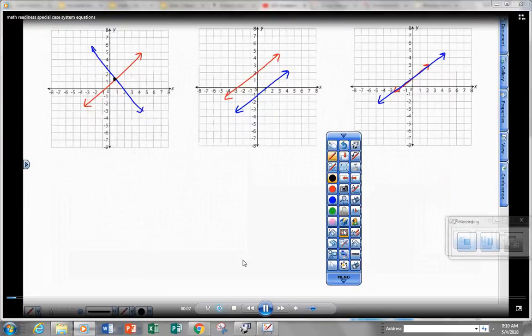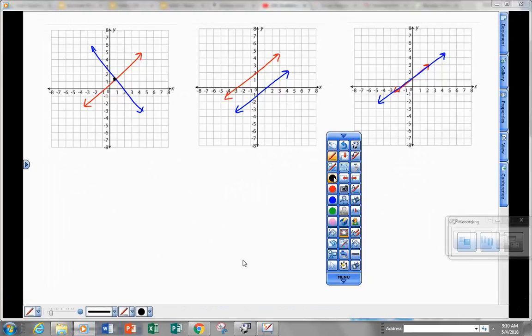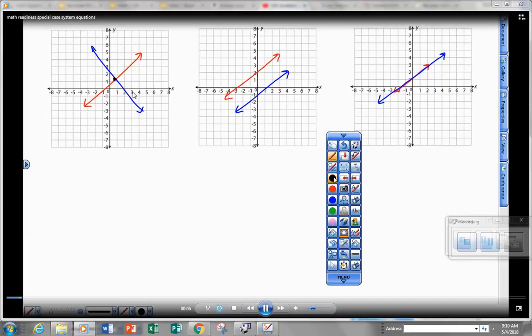Alright, for these, I need you to know the special case, how they look, and how you could tell if you have one solution, no solutions, or many solutions. So remember, if they intersect in one place, one solution. If they never intersect, parallel lines, no solution. And if they overlap, infinite solutions.